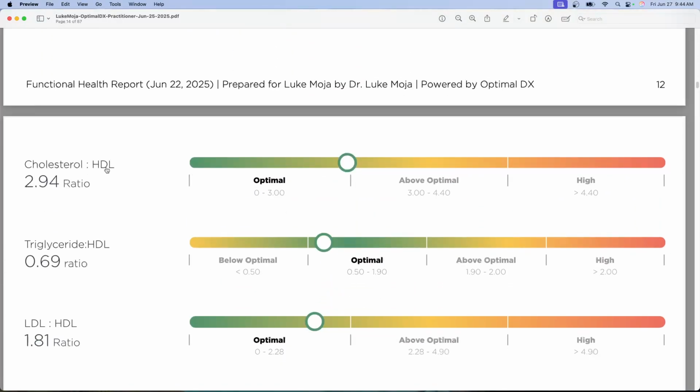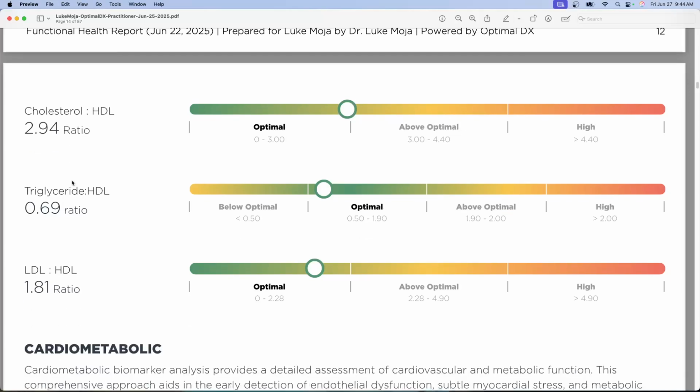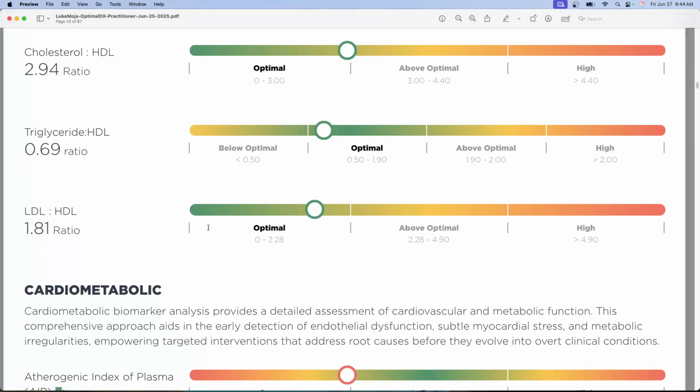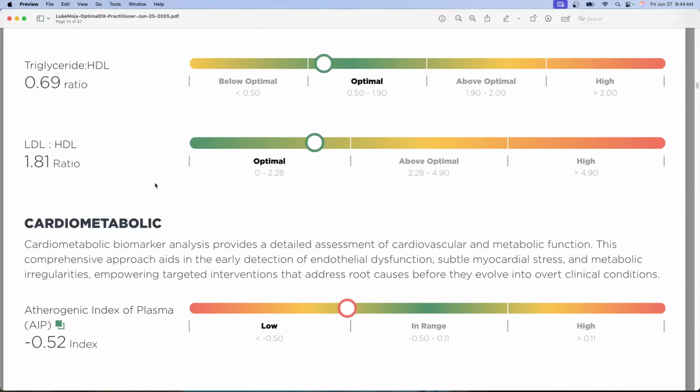So cholesterol to HDL ratio, 2.94, so that's in the optimal range. Anything above 3 is considered above optimal for them, and definitely don't want to see that above 4. I would say I definitely would like to see that below 4, so I'm good at 2.94 there. Triglyceride to HDL ratio, you can see that's also good there at 0.69. LDL to HDL ratio, again in the optimal range. So that makes me feel better about my LDL being a little high, is that all my ratios are good. But maybe something I want to look into at some point if that number doesn't come down some.